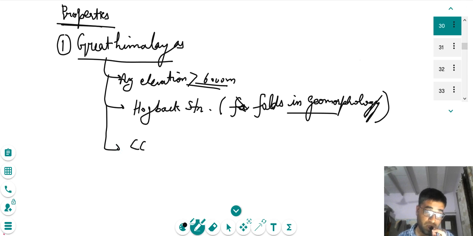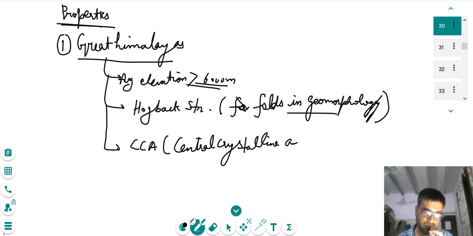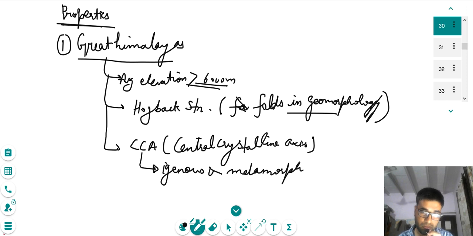Great Himalayas have this CCA. What is CCA? Central Crystalline Axis. Now what is the Central Crystalline Axis? It is nothing but the presence of the igneous and the metamorphosed rocks. Right. So this is the CCA.